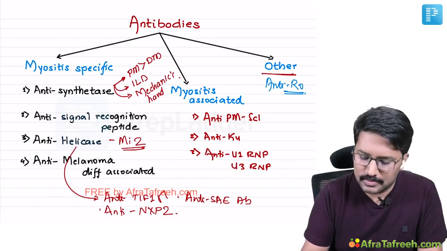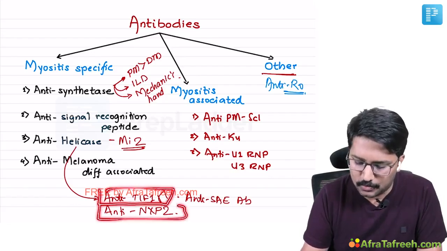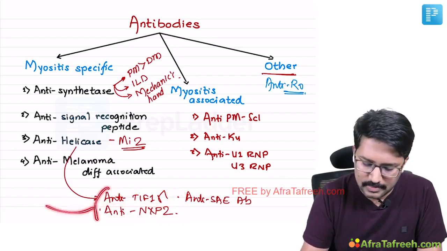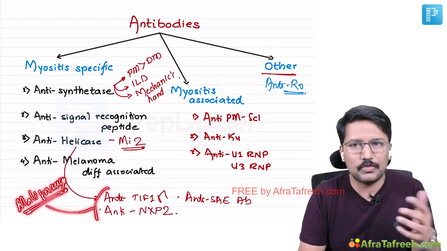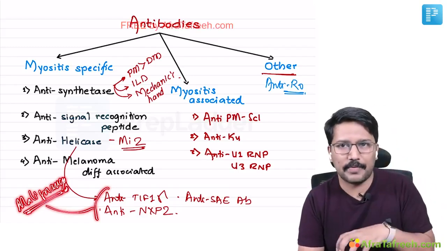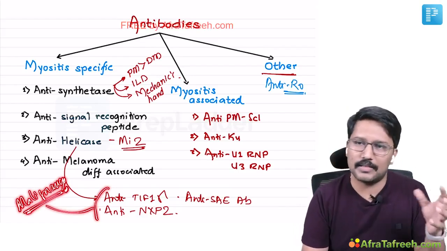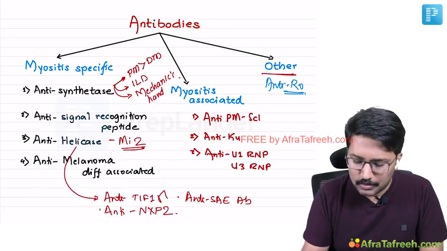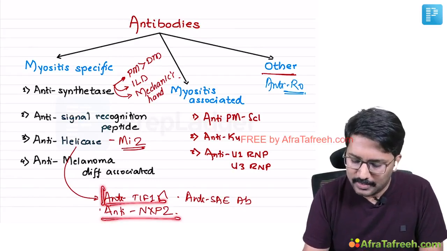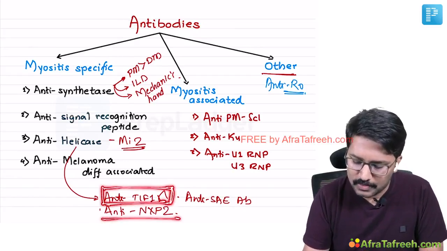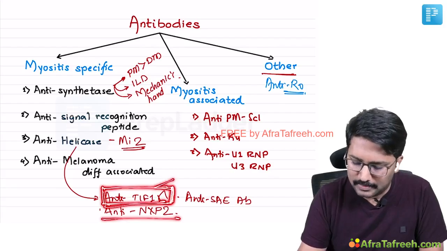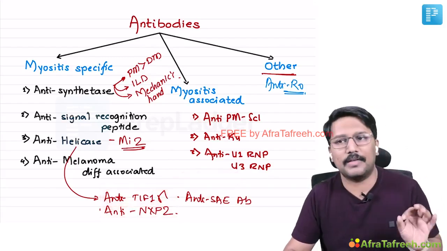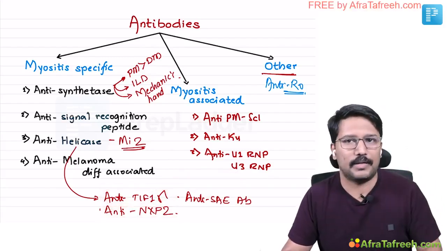Then another point I want you to note is that anti-TIF1 gamma and anti-NXP2 correlate with malignancy risk. So that also means dermatomyositis, which these are specific for, is more strongly associated with malignancy than polymyositis. Yes, that is a true statement. Among these two, anti-TIF1 gamma and NXP2, anti-TIF1 gamma is considered more of a specific marker of malignancy, right? So this is something that you should remember, you cannot afford to forget. Anti-TIF1 gamma strongly correlates with malignancy risk.